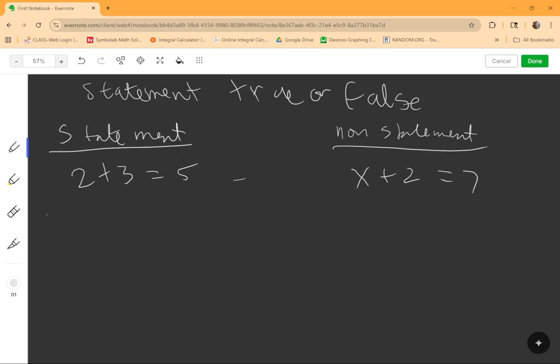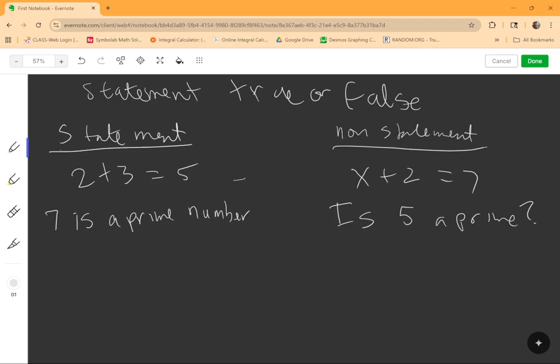Something else we could say: 7 is a prime number. Statement, this is true, verified. 7 is indeed prime. Now, written in this form, is 5 a prime number? This is not a statement. That's a non-statement, in the way that it is written. We can make it a statement by saying 5 is a prime number, but written like this, it is not quantifiable as true or false.